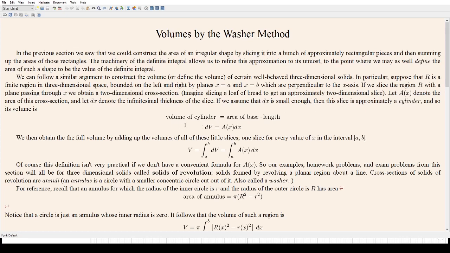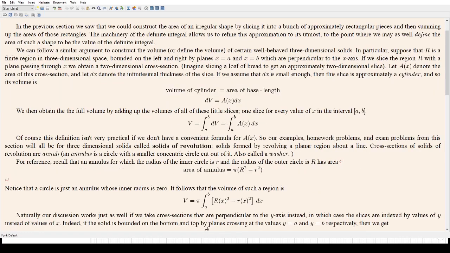So what's the volume of a cylinder? Well, it's the area of the base times the length that it gets extended. In our case, then, the volume of a little slice, which I'm denoting with a d because it's an infinitesimal slice of the volume, is equal to the area of the cross-section times its thickness, right? So A of x, that's the area of the base, dx, that's its length.